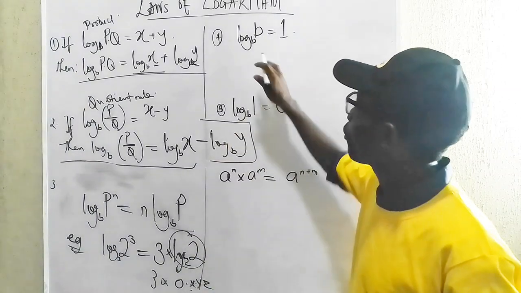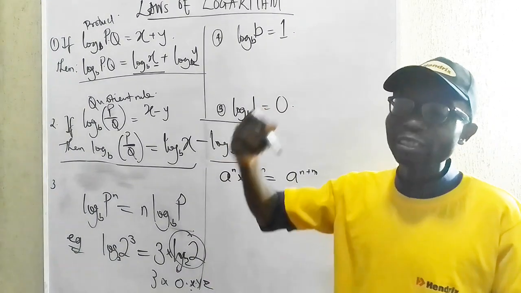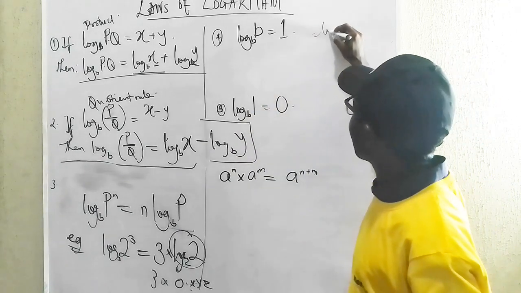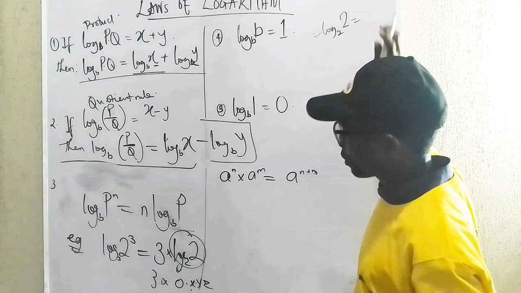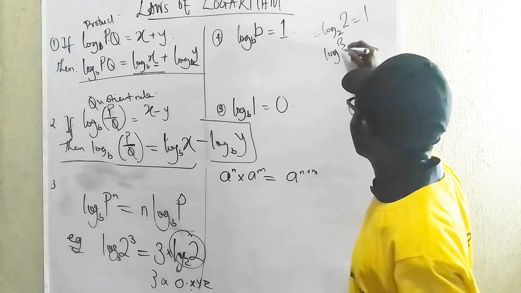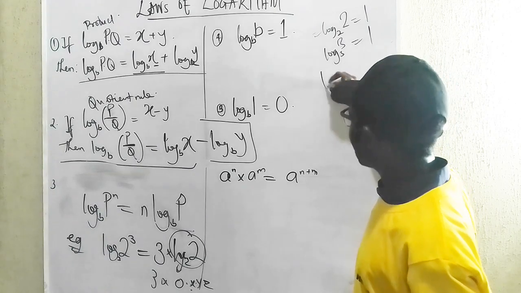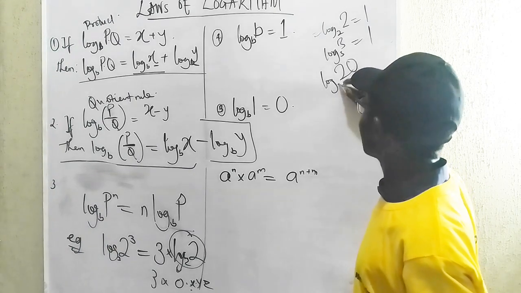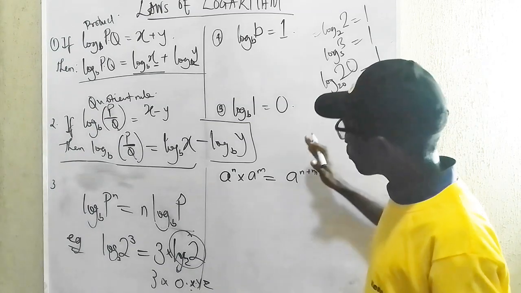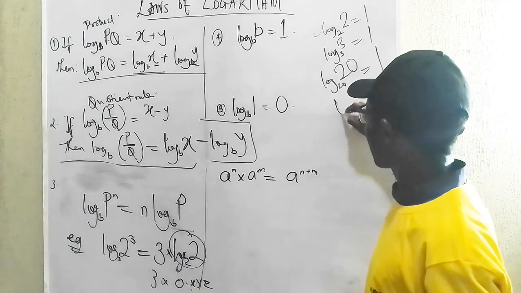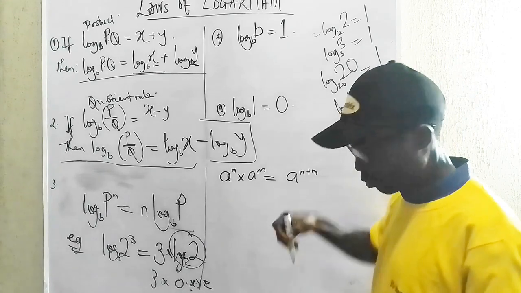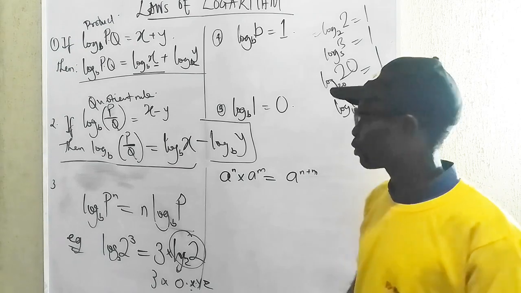Now, this is another rule. This one is just statutory: the log of a number to its own base is equal to 1. In other words, log 2 in base 2 is equal to 1, or log 3 in base 3 is equal to 1. Let's say log 20 in base 20 is 1. If I also say log 100 in base 100, it's giving us 1. That's what the law says.